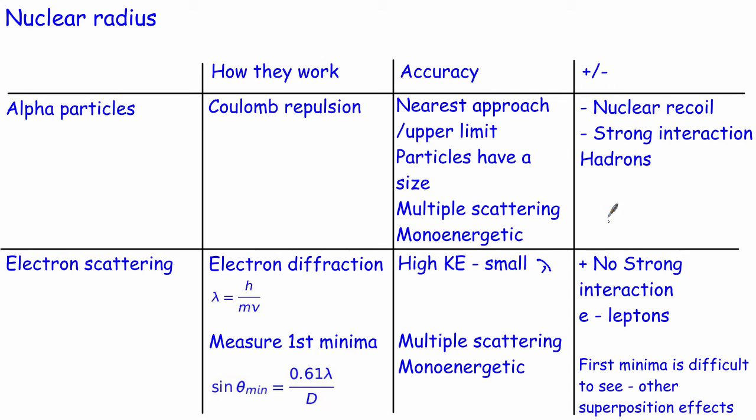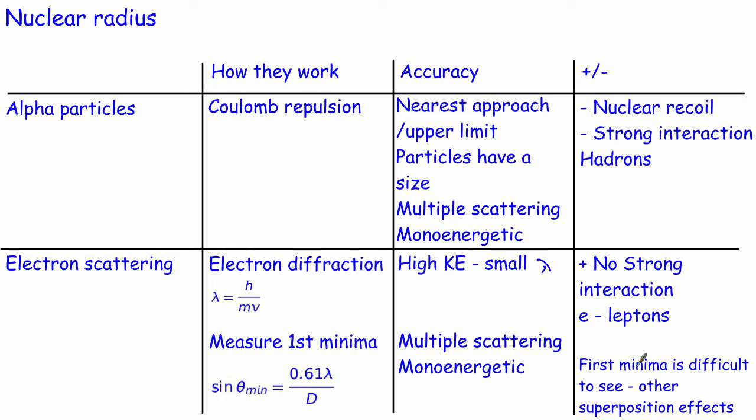In terms of pros and cons, this is good because there is no strong interaction. Electrons are leptons, and again, that's something that you would need to mention in any answer to do with this. So electrons are leptons, so there's no strong interaction, and no messing around with any attractive forces, at least from the strong interaction. The problem is that the first minima is often difficult to see.